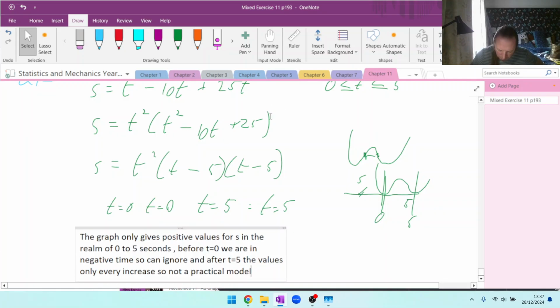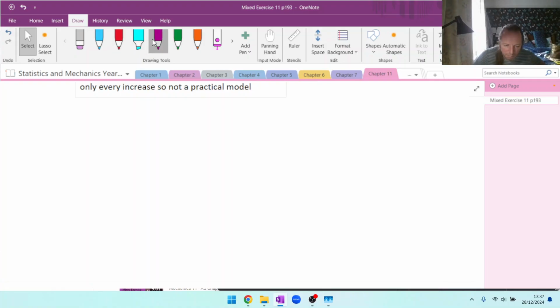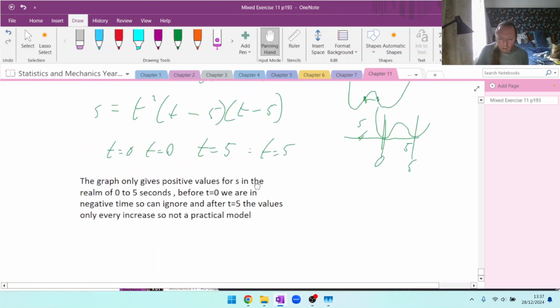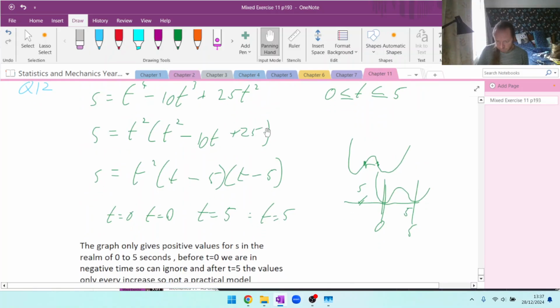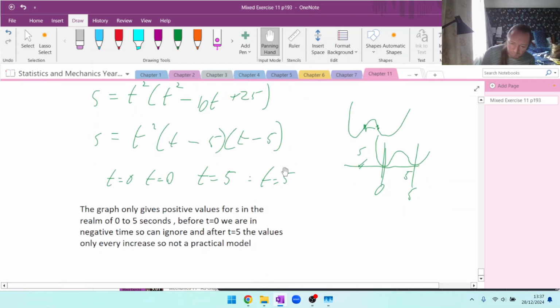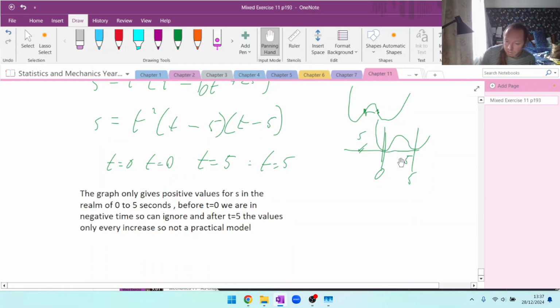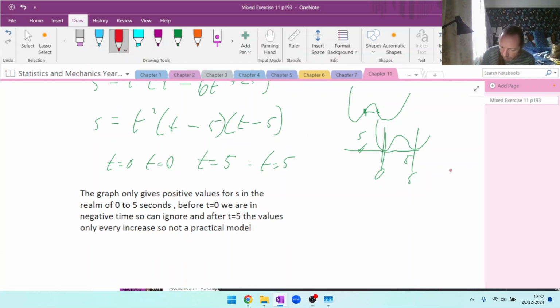Right then, part B, find the greatest distance of the mouse from its hole. When the slope of this graph, ds by dt, at this point is equal to 0, we will have the greatest distance. That's also going to be at 0 and 5, but in short, we want to do ds by dt.